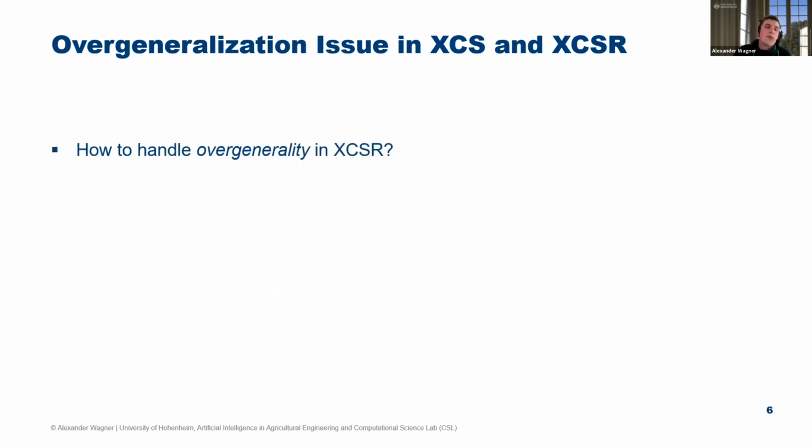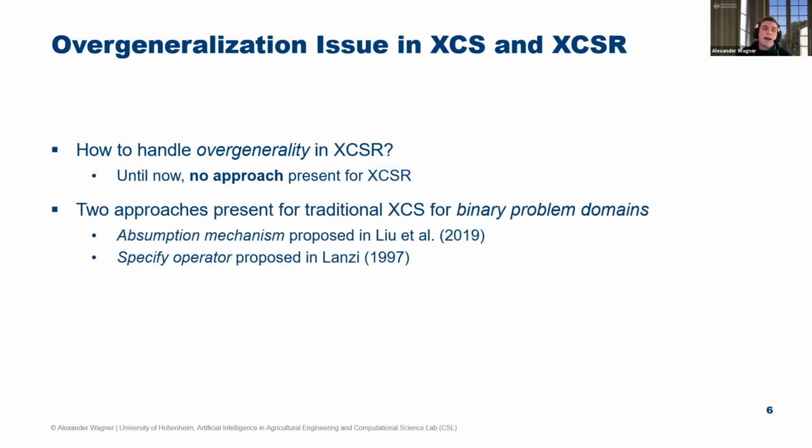So back to the research question: how to handle overgenerality in XCSR. This research question came up as we were doing research with XCS in multi-step environments. And when we were looking for a solution, we found that until now, there is no approach present for XCSR or for the continuous valued problem domains to handle overgenerality. But there are two approaches present for the traditional XCS for binary problem domains. These two approaches are the absumption mechanism, which was proposed by Liu et al. in 2019, and the specify operator proposed by Lanzi in 1997.